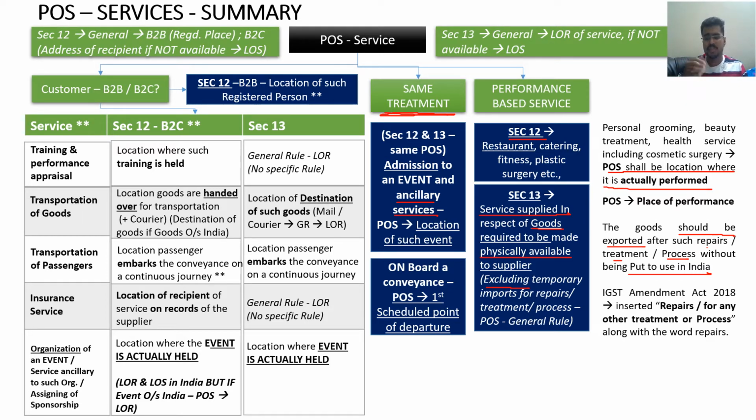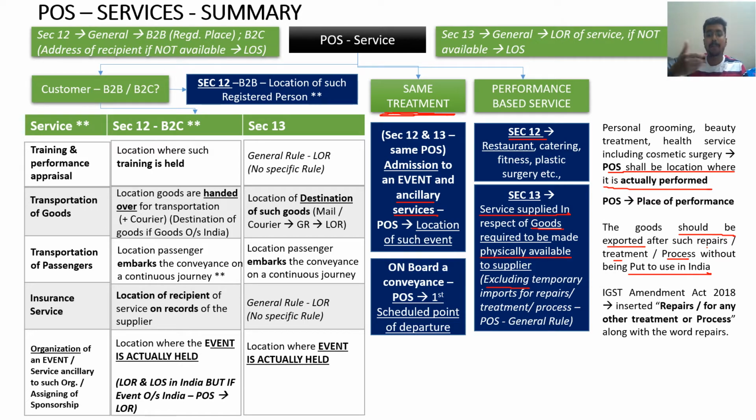So now here what happens, the recipient needs to make available these goods to the suppliers, who is the German party. Then only he can do the installation service. So what is the German supplier doing? He is supplying a service in respect of goods, and that goods needs to be made physically available to that supplier by the recipient who is in India. Then only he can provide the installation service in India. So here the place of supply will be India, my friends. Because the place of performance, which is installation, is happening in India, the place of supply will be India.